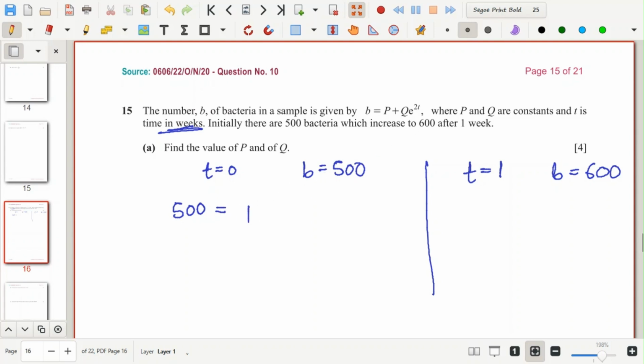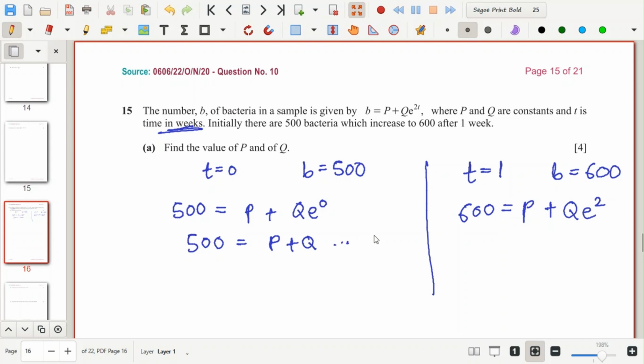You don't know P, and you don't know the value of Q. This is 2 times T. That's 2 times 0, which is still 0. So you are going to get 500 is equal to P plus Q. What about this? 600 is equal to P plus Q e to the power 2t. That's 2 times 1, which is 2. Okay, so this is equation 1, this is equation 2. We can solve them simultaneously.